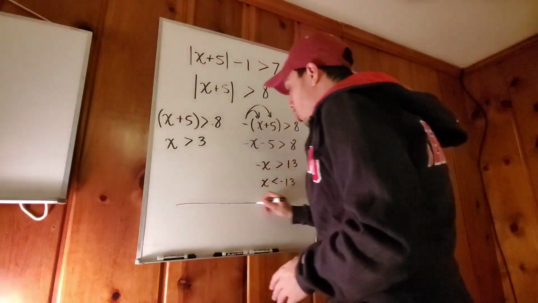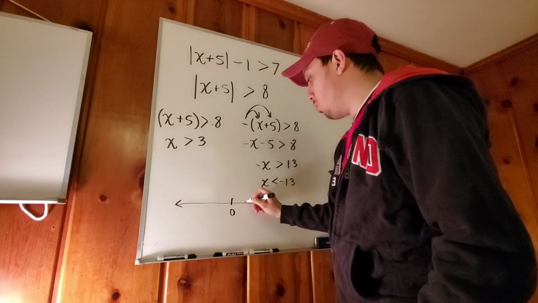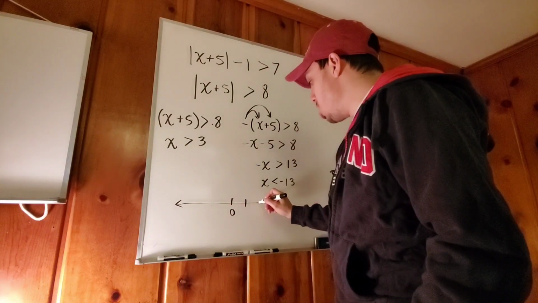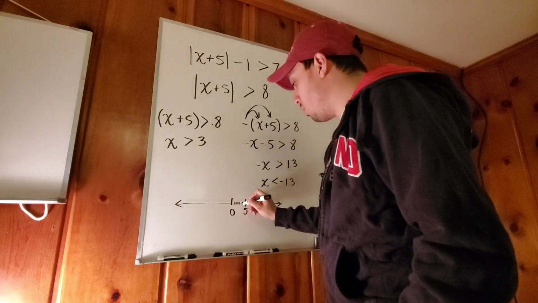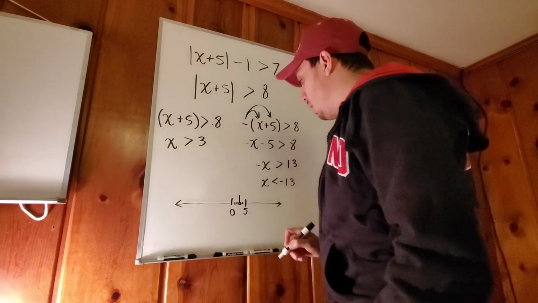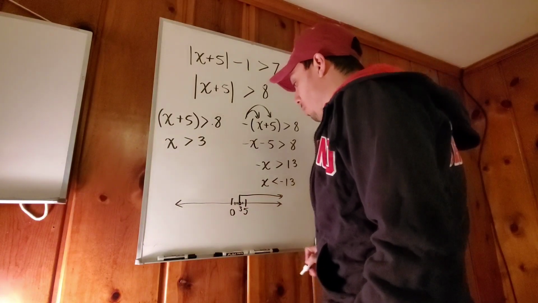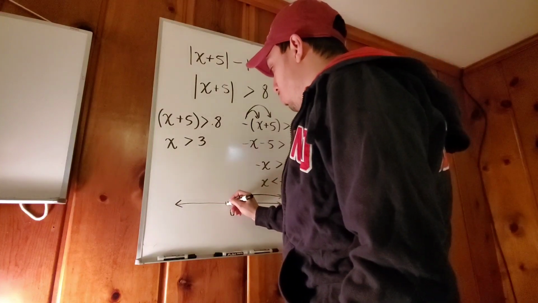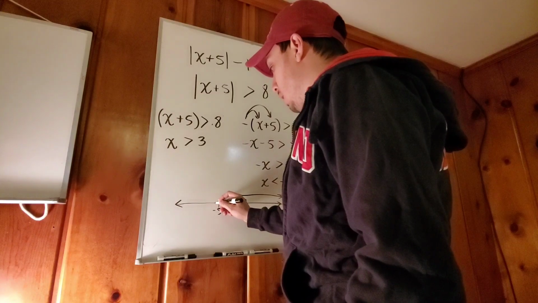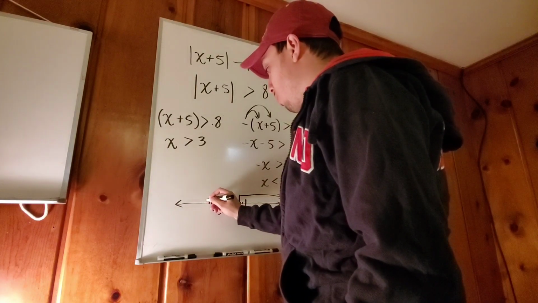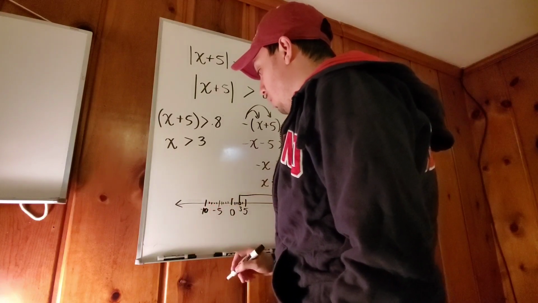And so you draw the number line. 0, 1, 2, 3, 5. And if this is 5, this is going to be 3 right here. And so x is greater than 3. Booyah. 3. And in here, 1, 2, 3, 4, 5. We have negative 5. And 1, 2, 3, 4, 5, negative 10.